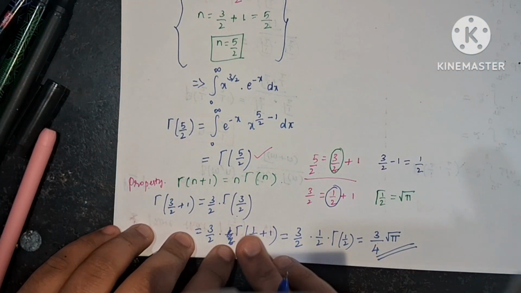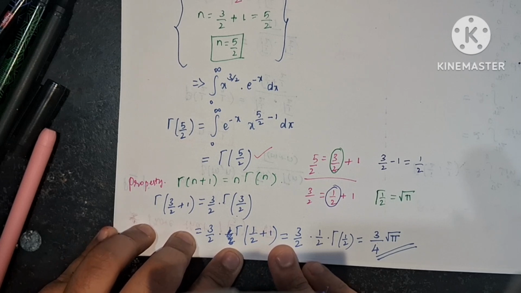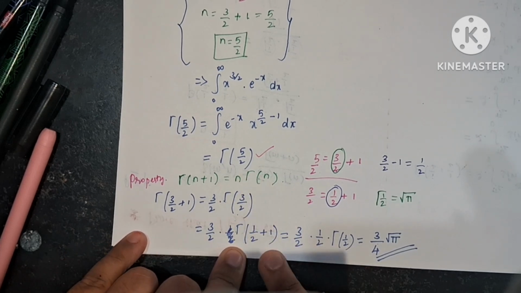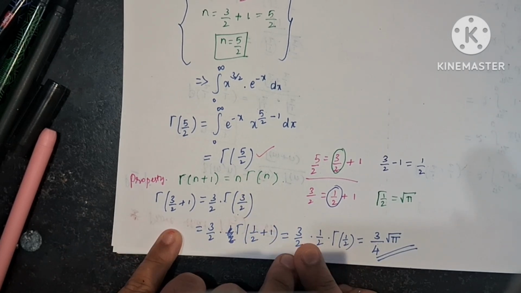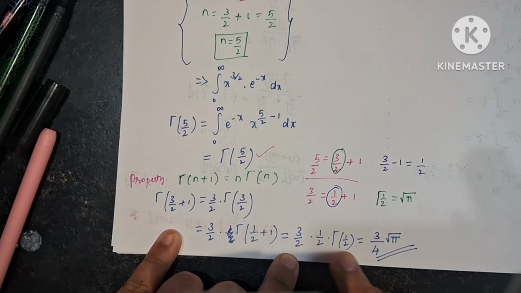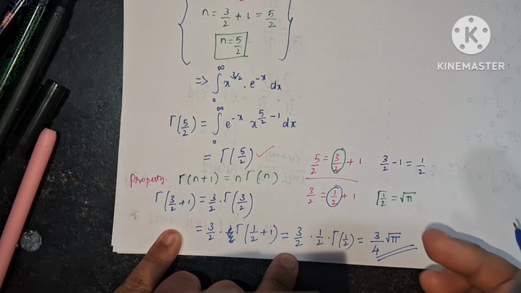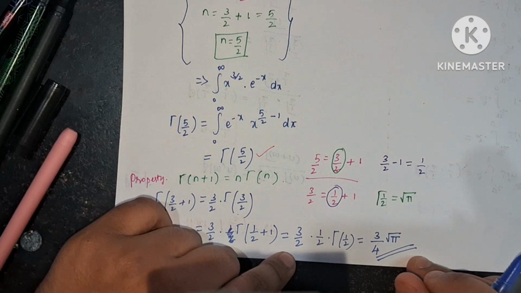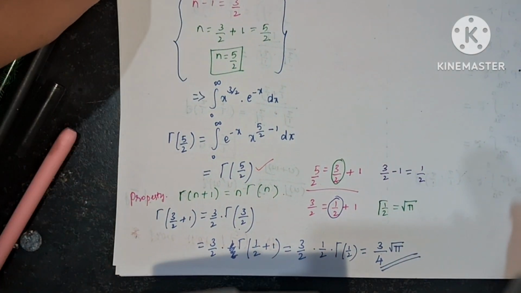Okay. So 3 by 2 I can represent as 1 by 2 plus 1. So I took the same property here again. So I got the multiples here, extra multiples. 3 by 2 into 1 by 2 is nothing but 3 by 4. Gamma of 1 by 2 is nothing but root pi. Just now we proved it. Therefore, that is how we got this value.